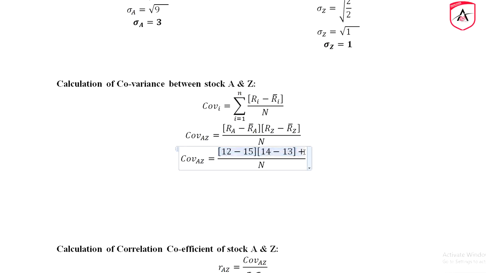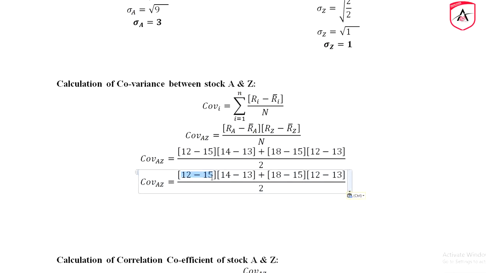So I have copied this and I am writing here the return on security A for the year 2019 is 18, and return on security Z for the year 2019 is 12, and we have it for 2 years. And similarly we are going to continue this. So 12 minus 15 is minus 3, and 14 minus 13 is 1, and 18 minus 15 is 3, and 12 minus 13 is minus 1, right?